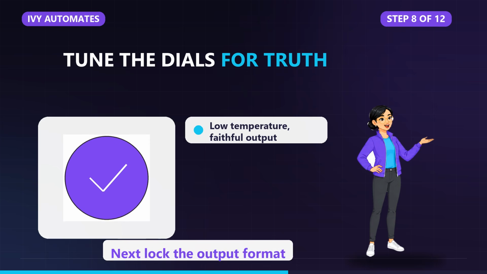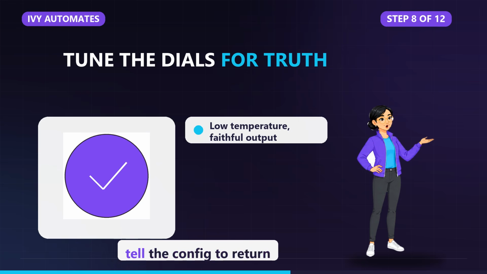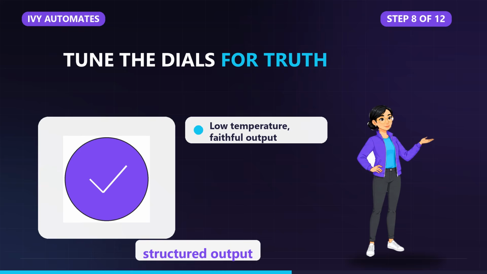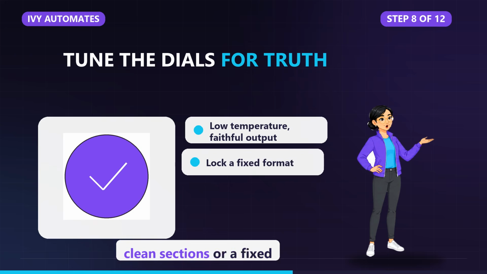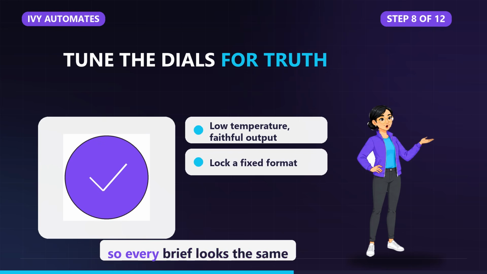Next, lock the output format. If you asked for 3 sections and a checklist in Step 7, tell the config to return structured output. Many platforms let you request clean sections or a fixed template, so every brief looks the same and downstream steps can rely on it.